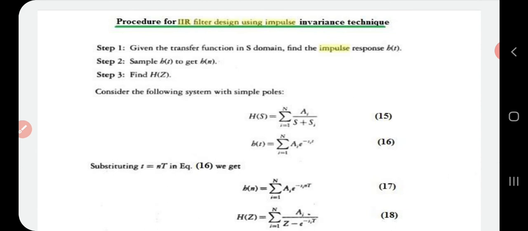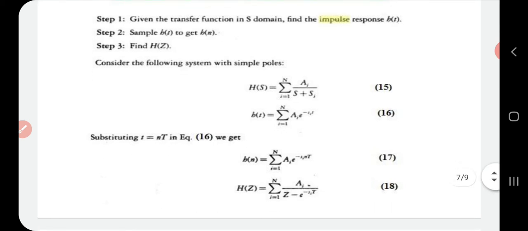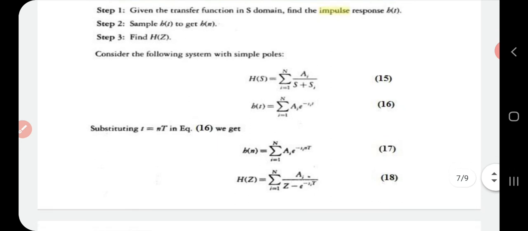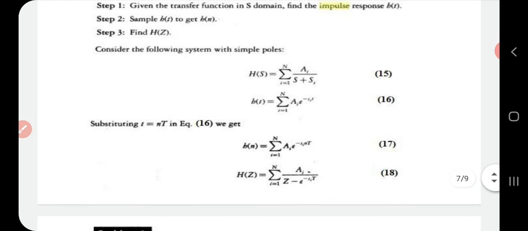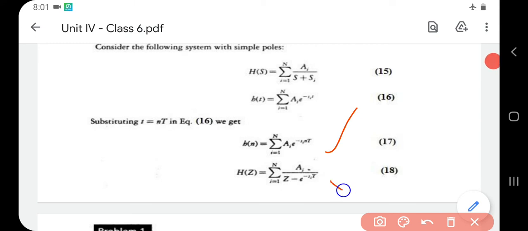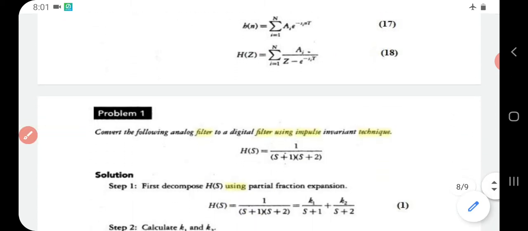So you are given a transfer function in the S plane, that is in analog form, and finally you are converting it to the Z plane, that is to digital form. Suppose you are given a system with poles like this, h of s and h of t. First of all we sample h of t, by putting t equal to n of t in equation 16. So you get this expression, and h of z, the transfer function in the z plane. This is how the mapping is done. Now this will be demonstrated with the help of an example.